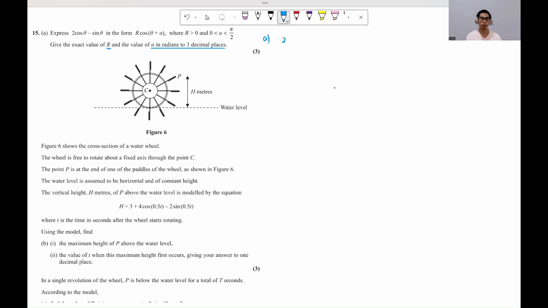So we have 2 cos theta minus sin theta, and they want us to write it in the form r cos(theta plus alpha). So we just let it equal r cos(theta plus alpha) and then do the expansion. So r cos theta cos alpha minus r sin theta sin alpha. Use the addition formula. And then 2 cos theta minus sin theta doesn't change.